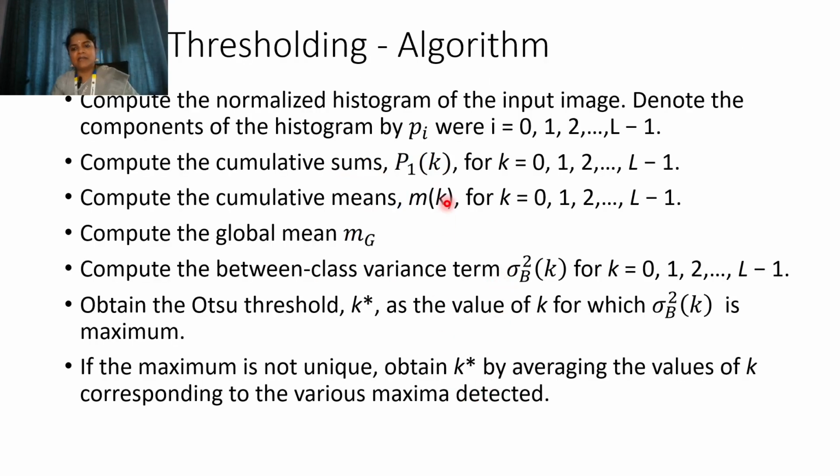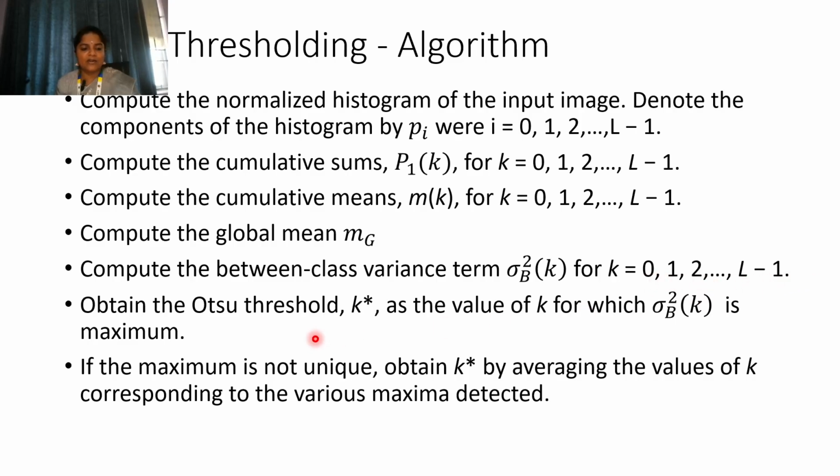So finally, let us summarize Otsu's thresholding algorithm. Initially, we are going to compute the normalized histogram. Pi is equal to ni divided by m into n, where ni is the number of pixels belonging to intensity i, and m into n is the total number of pixels. So i is going to vary from 0 to L minus 1. Then we compute the cumulative sums P1 of k for all k. Then we compute the mean m of k for all k. Then we compute the global mean mg. Finally, we compute the between class variance sigma b square of k for all k from 0 to L minus 1.